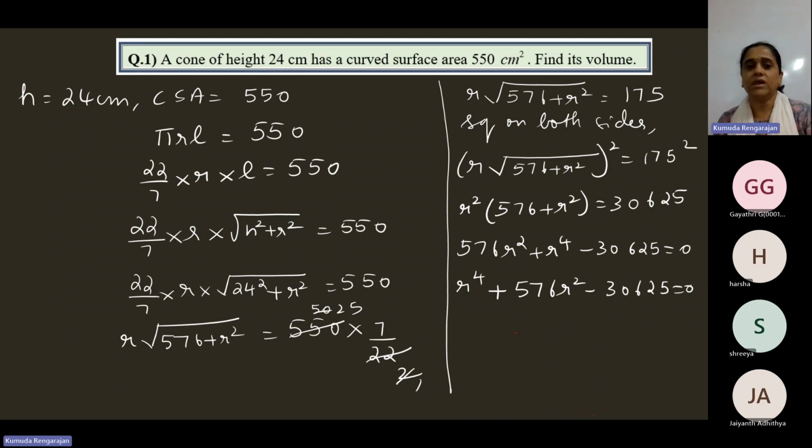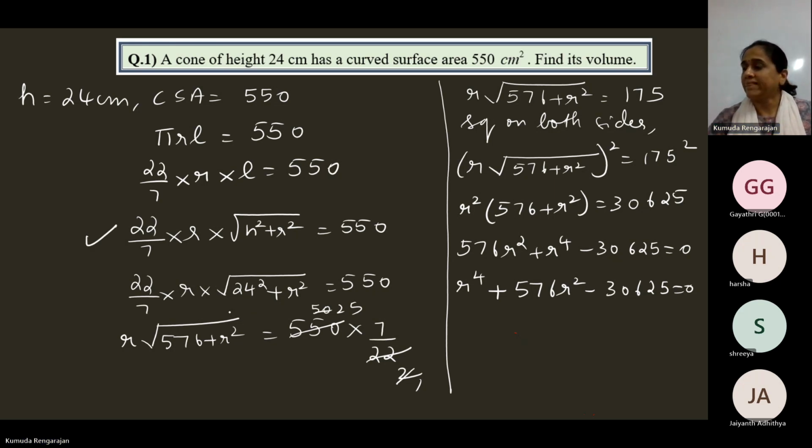So what is it? Pi R L is equal to 550. We do not know the value of R, we do not know the value of L. So this is an equation with two unknowns. And we know when we have one equation with two unknowns, we cannot find the value of any of the variables. So we write L as root of h square plus r square, because L is equal to root of h square plus r square. And we have the value of h, right? H is 24.